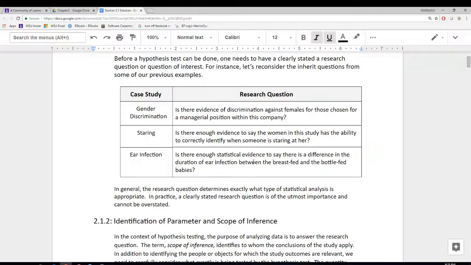In section 1.2, we considered the staring case study. There, the question of interest was, is there enough evidence to say that the woman in this study has the ability to correctly identify when somebody is staring at her? In the ear infection example, the question of interest was, is there enough statistical evidence to say there is a difference in the duration of ear infection between the breastfed and bottle-fed babies?